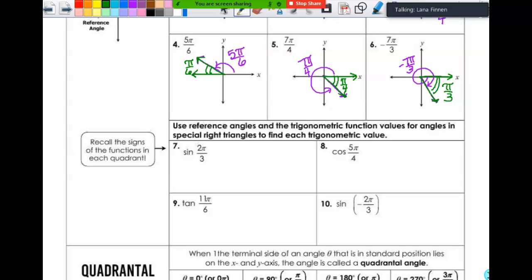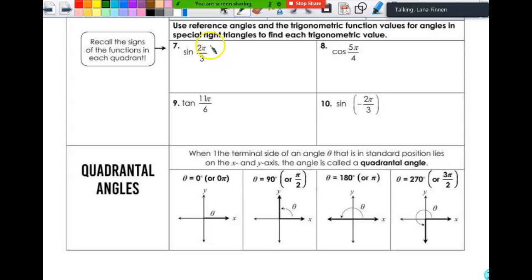Are we good? So even if we're not drawing them, we need to be able to figure out what quadrant we're in and what the reference angle is, without having to draw them every single time. Then we're going to use that information to help us figure out our trig values. Today we are still just talking about sine, cosine, and tangent. Tomorrow we're going to start talking about secant, cosecant, and cotangent. So it's super important that you get sine, cosine, and tangent down pat so that when we throw in the other ones, you're not getting all these numbers mixed up in your head.